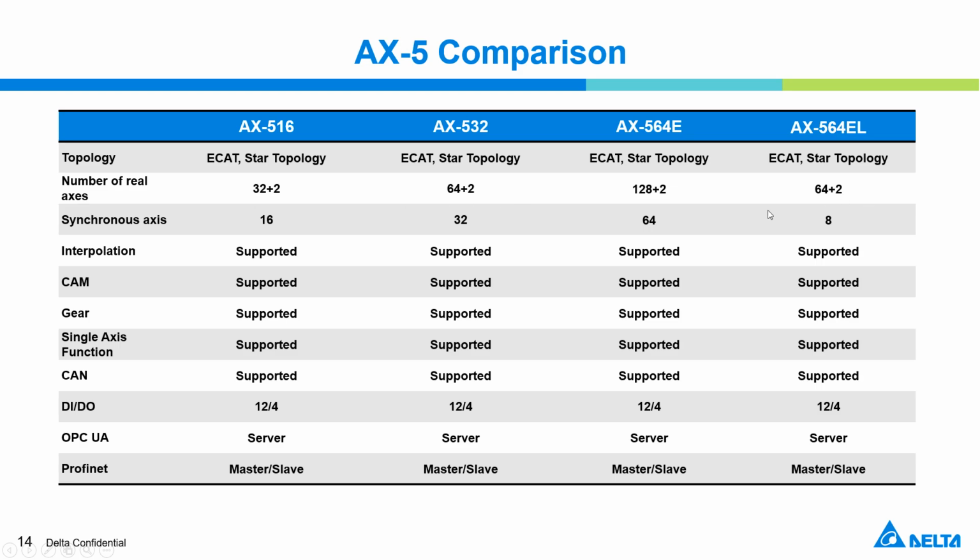So here is the same meaning. For example, this module 564E, the synchronized axis is 64, but except the synchronized axes, it also has another capability to control the position axes. So the total is 128 at the two axes controlled by pulse. Then the interpolation, cam gear, single function, and cam communication, all this is supported. And DIDO is the same, OPC UA is the same, and for Profinet, all support master and slave.